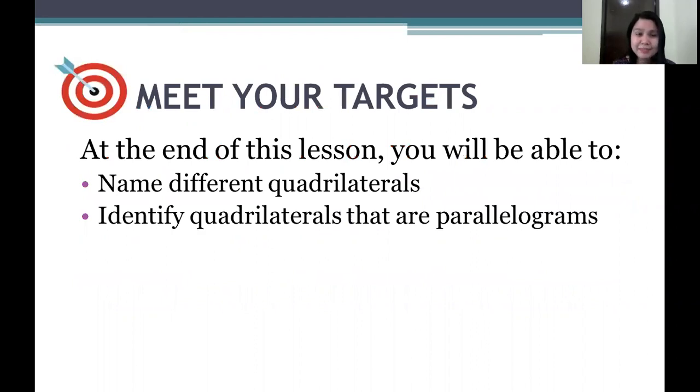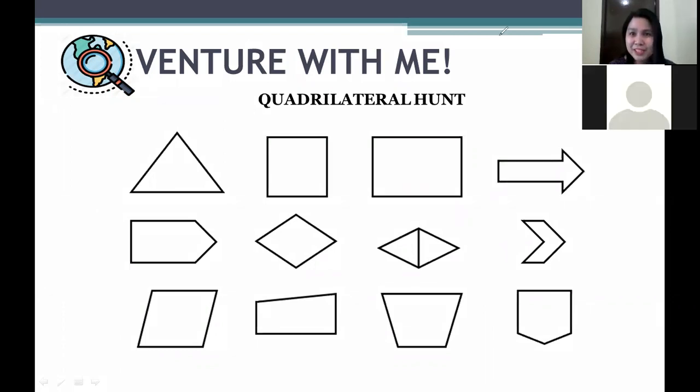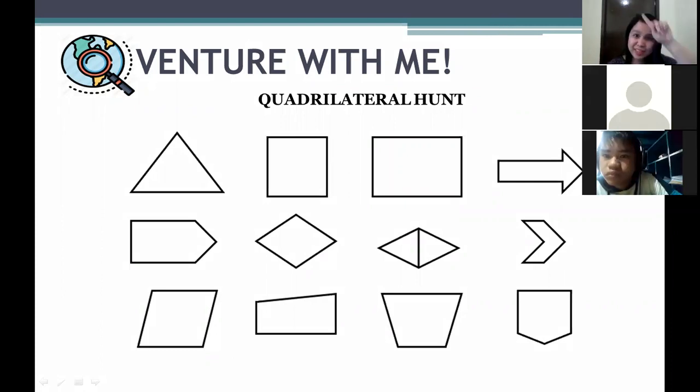At the end of today's class, you'll be able to name different quadrilaterals and identify quadrilaterals that are parallelograms. Now let's start with a quadrilateral hunt. You can annotate. Let's try to encircle. Can you encircle quadrilaterals? Ready? I'll give you a minute to do that. You use your annotate on top, and you can start encircling all the quadrilaterals. Ready?